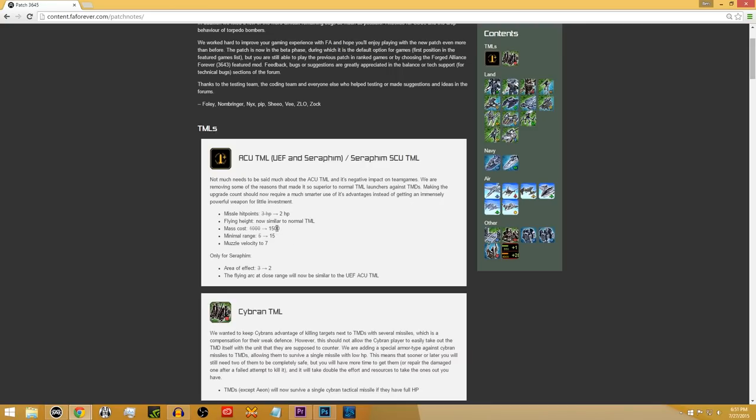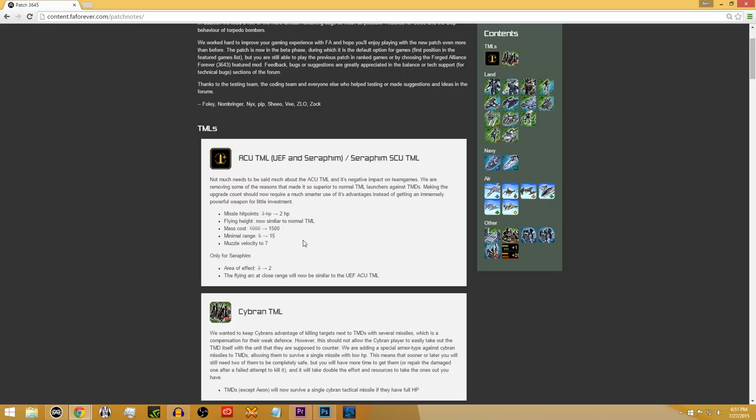The missile hit points are down to 2 from 3. So the ACU TML is still stronger than the stationary TMLs, but it is not so strong that it can blast through a TMD to kill a target behind the TMD. So that is a good change. The flying height now does not have that super high angle, so the buzz kills for UEF will be able to effectively kill these missiles. They're not broken like they've been in the past.